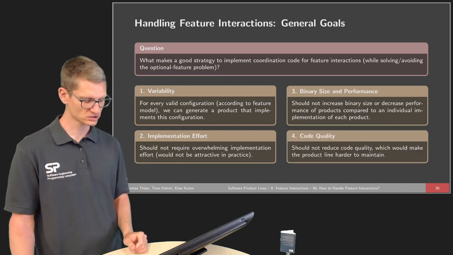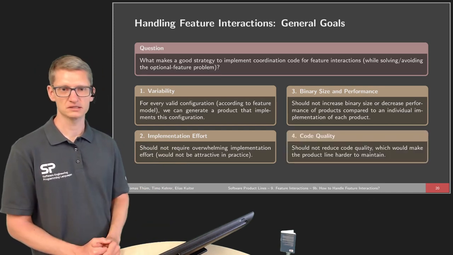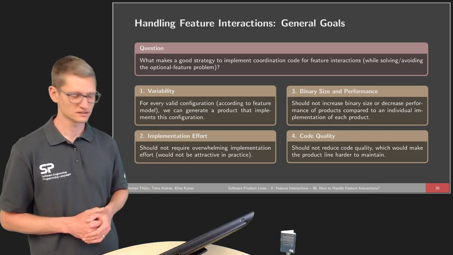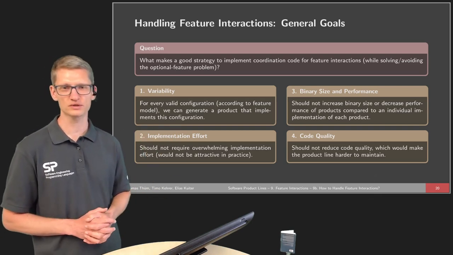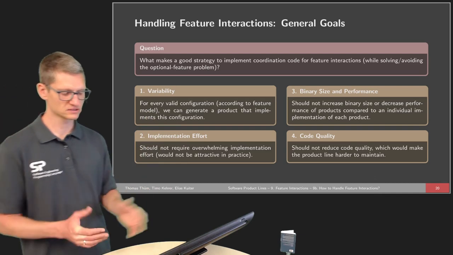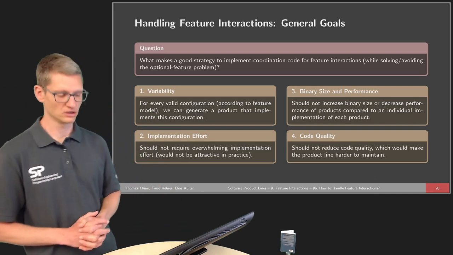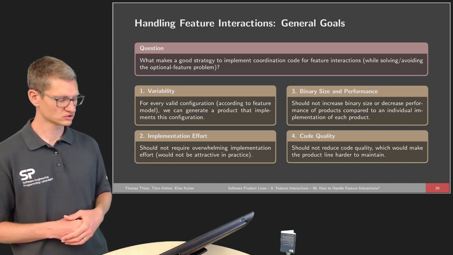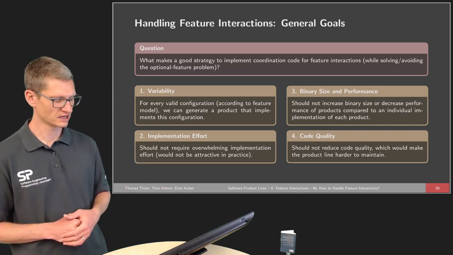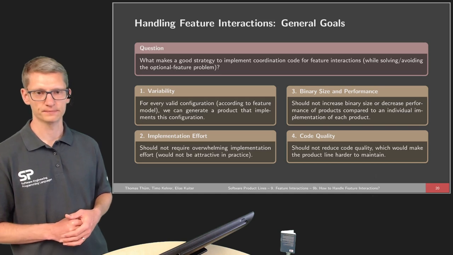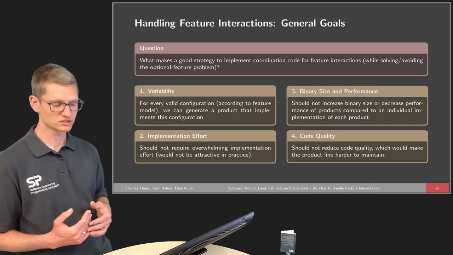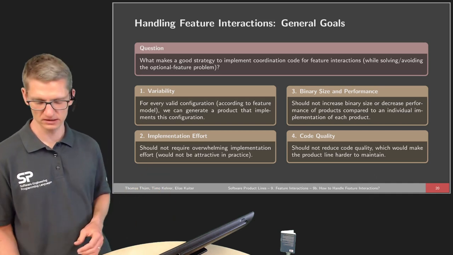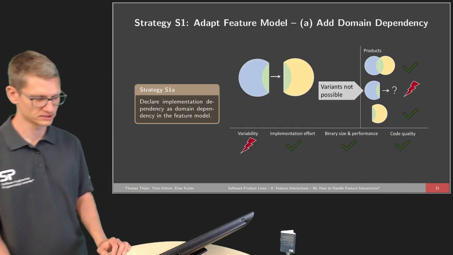And the fourth part is code quality. And of course, from a software engineering point of view, this is the most important one. But of course, in practice, we want to have all of this together. So we should not reduce code quality, which would make the product line harder to maintain later on. So we do not want a hack that simply solves the problem, but we rather want to maintain a good level of code quality.